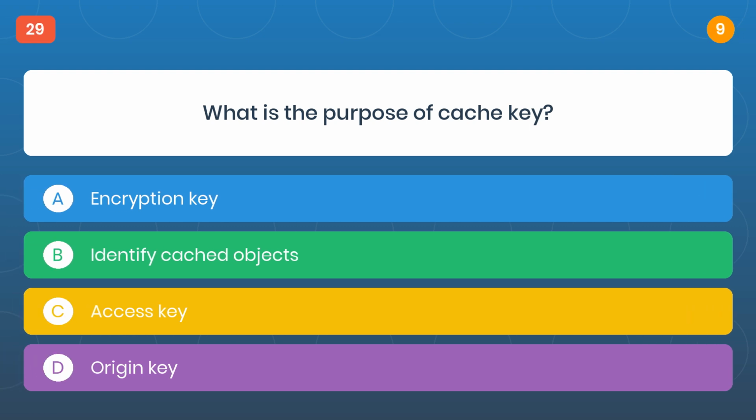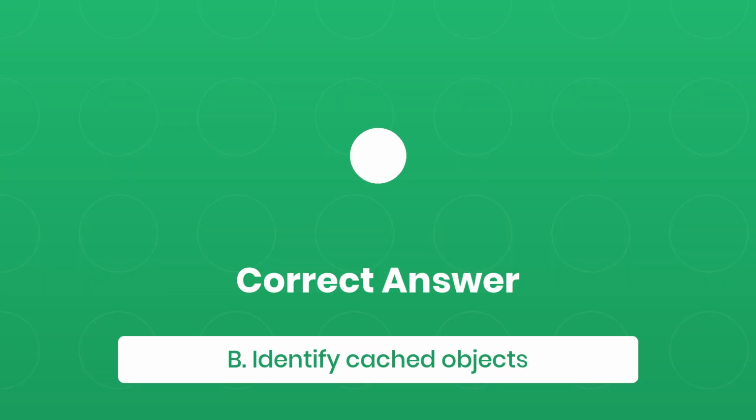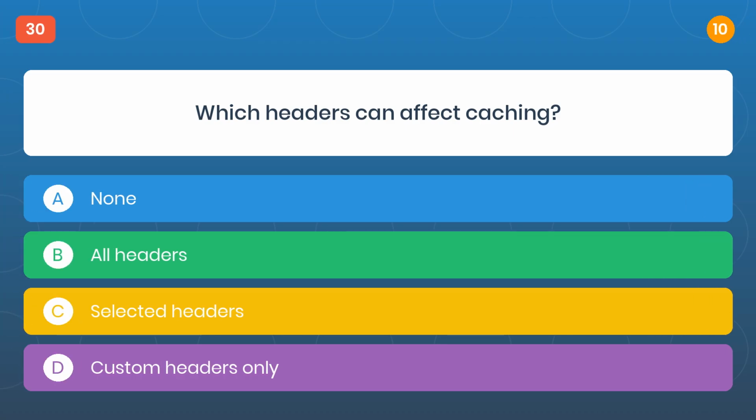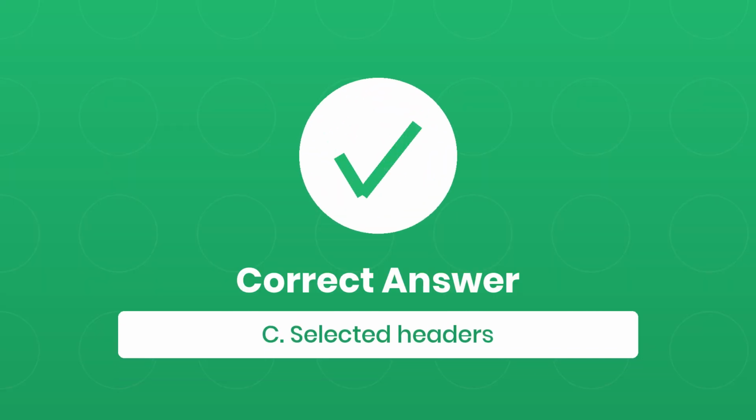Question 29. What is the purpose of cache key? The correct answer is B, identify cached objects. Question 30. Which headers can affect caching? The correct answer is C, selected headers.